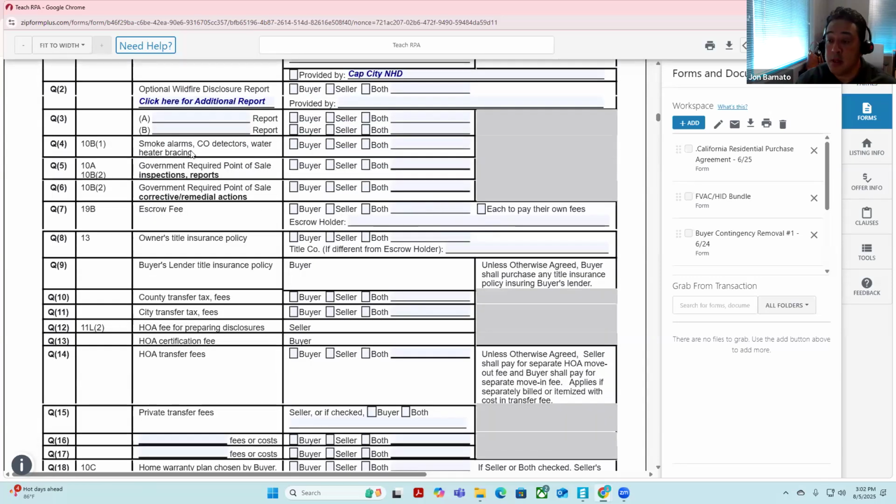So smoke alarm, CO, water heater: if the detectors are not braced properly, who pays for those? Typically that's the seller.